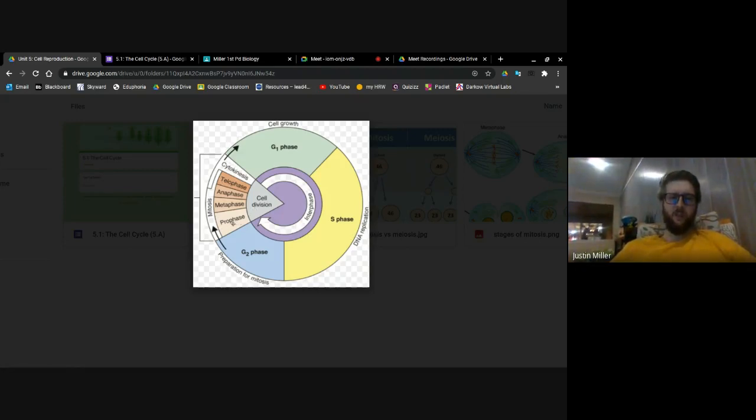So P stands for prophase, M stands for metaphase, A for anaphase, T for telophase, and C is cytokinesis. All together, all of these are known as cell division or mitosis. Okay. Now, we're going to go through each of these stages individually in just a second: prophase, metaphase, anaphase, and telophase. And we're going to talk about what happens during each of those stages. So let's do that now.